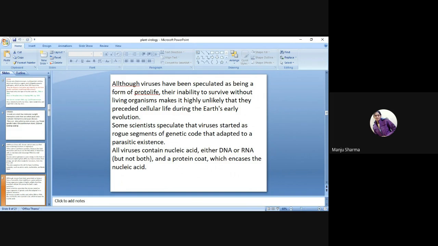All viruses contain nucleic acid, either DNA or RNA, but not both, and a protein coat, which encloses the nucleic acid.